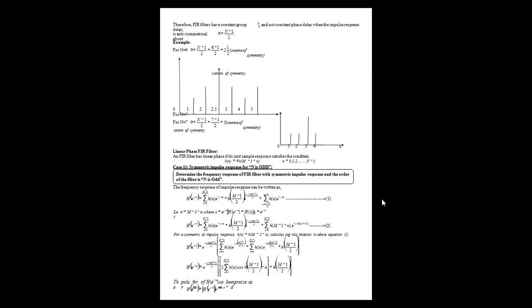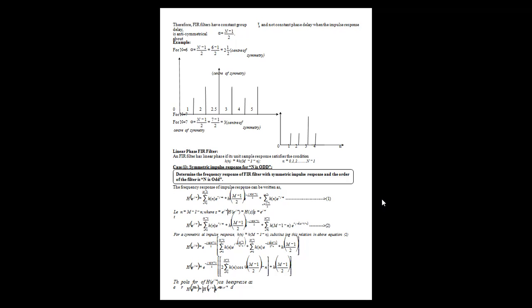So after modification, we get our second equation: summation n equal to 0 to (M minus 1) by 2 of h of n e power minus j omega n, plus h of (M minus 1) by 2, and similarly the next term h of M minus 1 minus n. For a symmetrical impulse response, we know that we have to make the condition that h of n is equivalent to h of M minus 1 minus n. So we have to substitute this relation in the above equation 2.